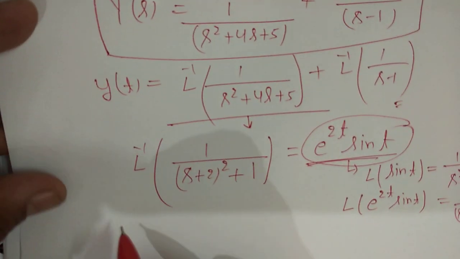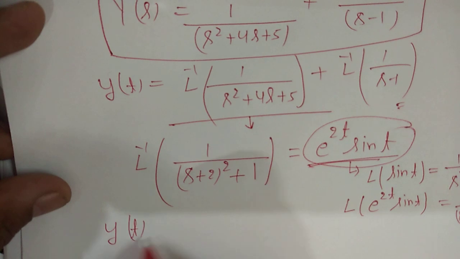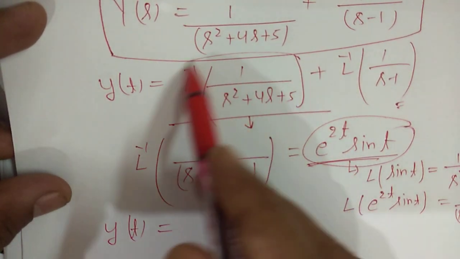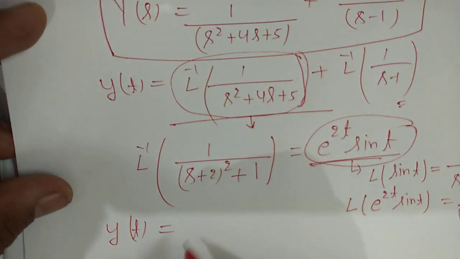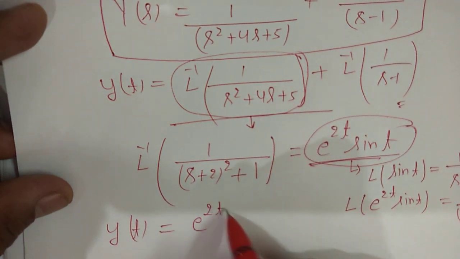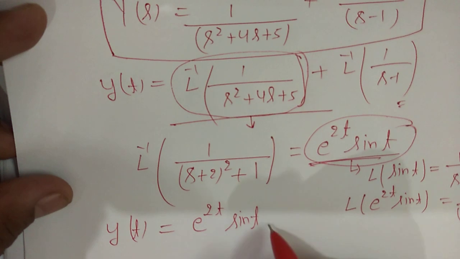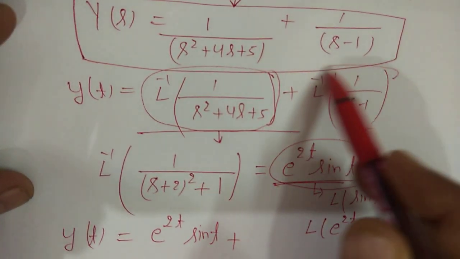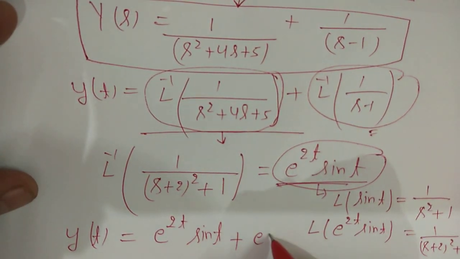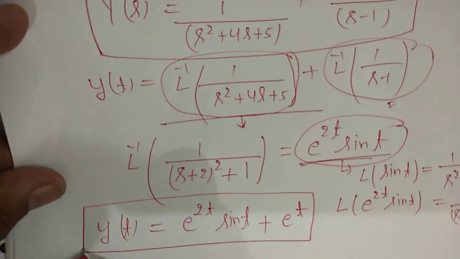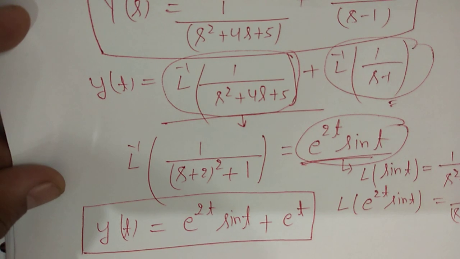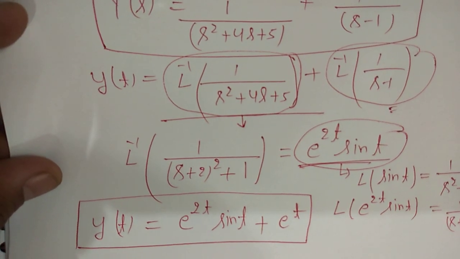So the answer will be y(t) equals the first term, the inverse Laplace of 1 upon s squared plus 4s plus 5, which is e to the power minus 2t sin t, plus the second term, which is e to the power t. So this is the answer, the solution of the given differential equation.